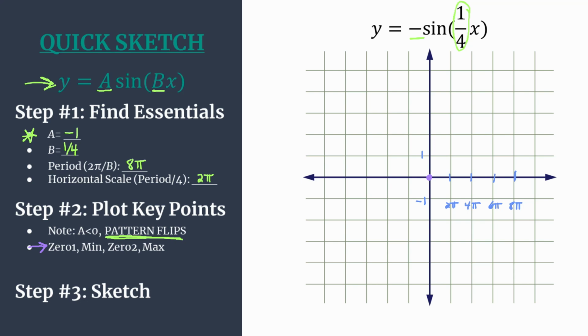Put your first 0 on the origin. Your minimum will happen at 2 pi, and you get that y-coordinate just by using the value of a, so -1. 4 pi is your second 0, and then 6 pi is your maximum. Just take the opposite value for a for that y-coordinate, and you've got your 4 key points of sine. Now you can do step 3, sketch the curve in. The pattern restarts at 8 pi, and it can go in the other direction for as many cycles as you need. And that's all there is to making a quick sketch for this graph.